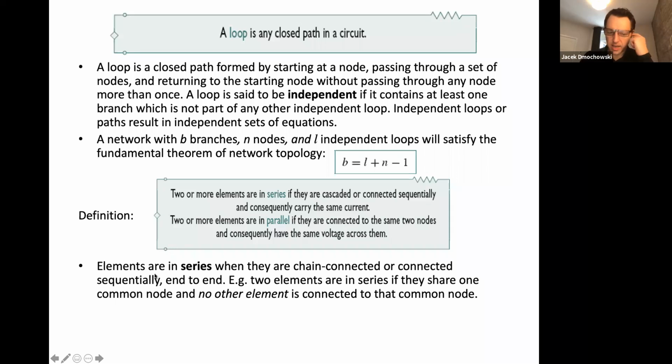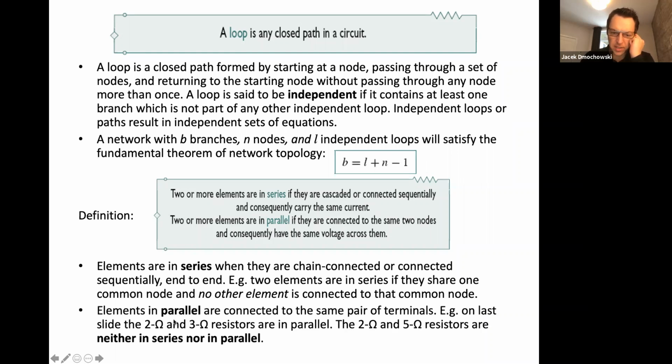Okay, so in series, elements are in series when they are connected in a chain, back to back. In other words, if a current enters one element, it has to enter the second. That's the definition of series. Elements are in parallel when they have the same connection on the top and the bottom.